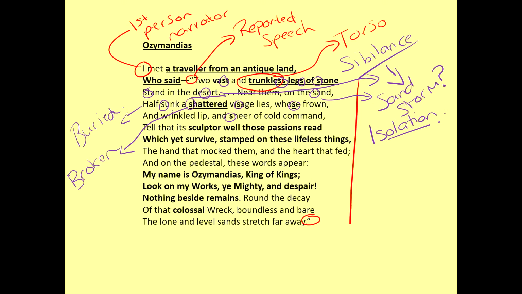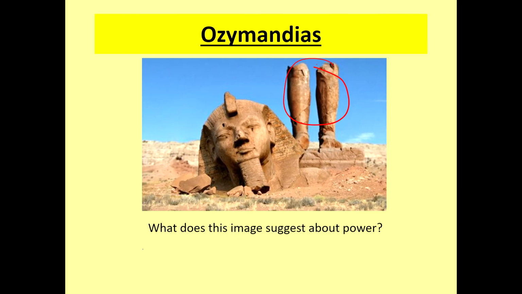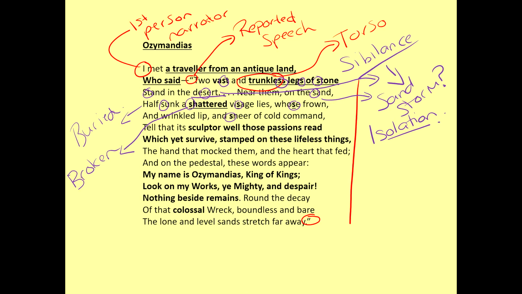Half sunk, a shattered visage lies. Now, if you remember from the slide, visage means face, okay? And that's what we're looking at here. So it's broken. It's not a complete face is what the poem is saying, okay? Whose frown and wrinkled lip and sneer of cold command tell that its sculptor well those passions read. Well, we'll get on to that bit in a minute.